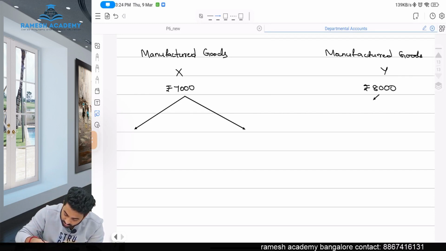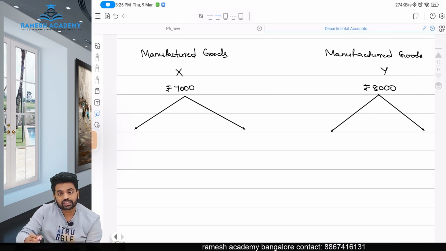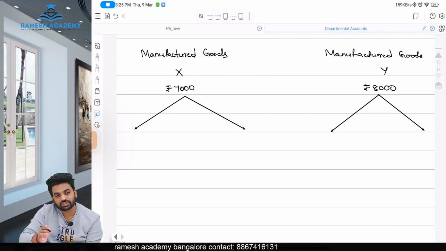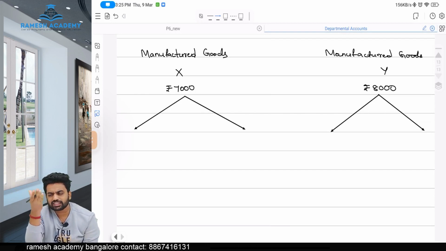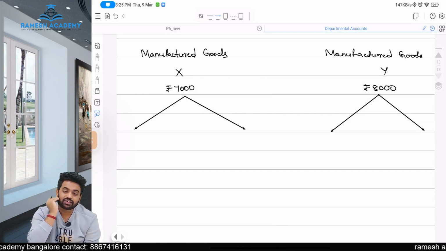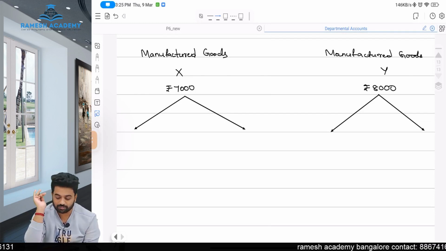And also out of this 8000 of Y, certain goods will be produced by Y only, which means always at a cost. At the same point of time, there might be certain goods which are sent by the other department. In purchases we didn't show this separately because it is as good as purchasing at a cost, since they are sending it at cost only. Here they are not sending it at cost, they are sending it at a selling price.